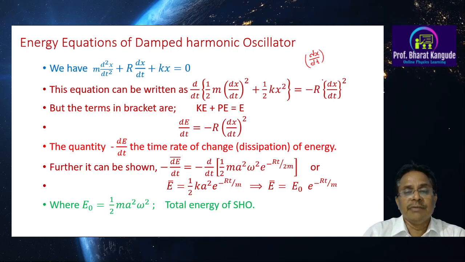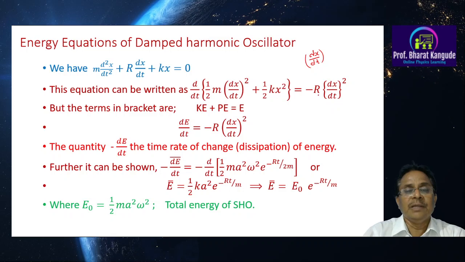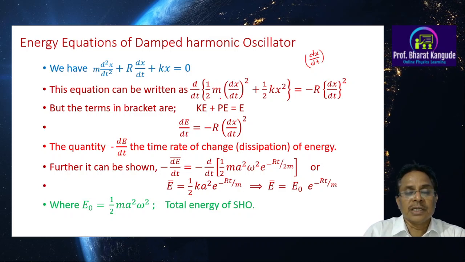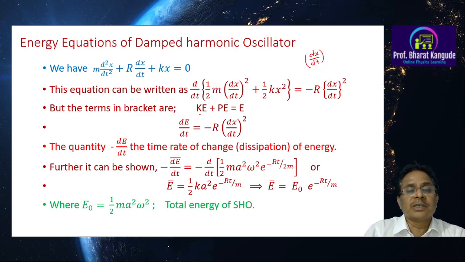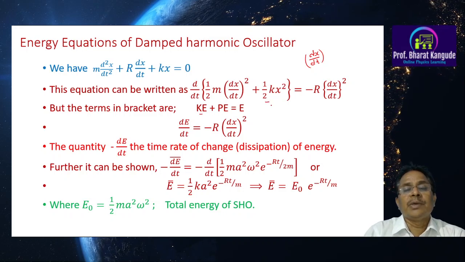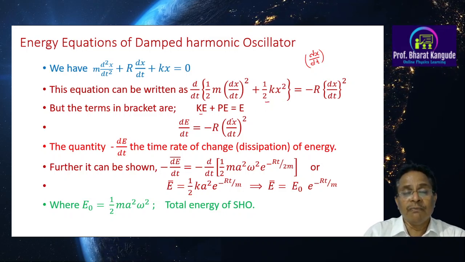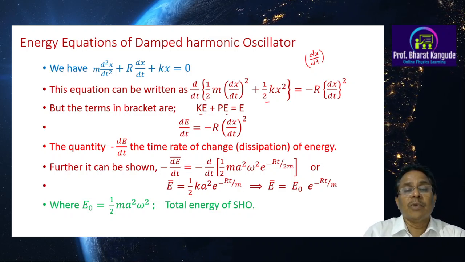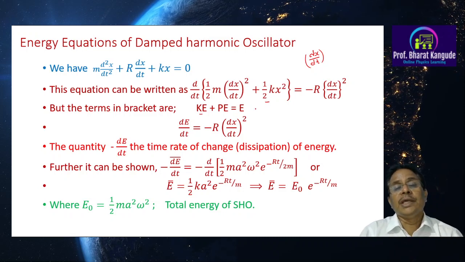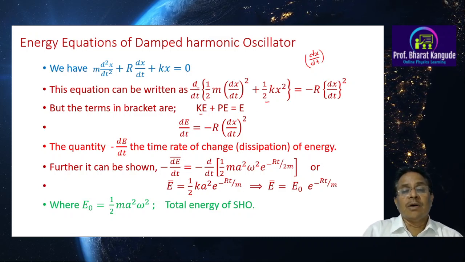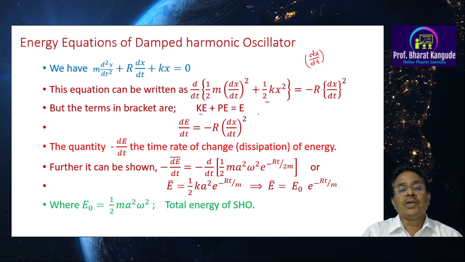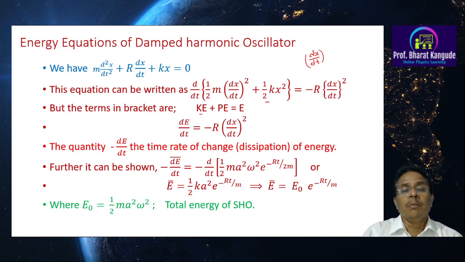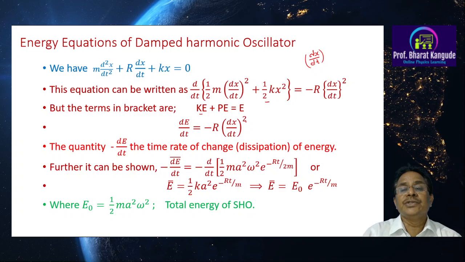This is associated with the damping, that's why it is written separately. In the curly bracket on the left hand side, the first term is nothing but kinetic energy, whereas the second term, 1/2 kx square, is nothing but the potential energy of the undamped free oscillator. And we know that kinetic plus potential energy gives you the total energy of the oscillator. So the operator d by dt tells you the rate of change of total energy: dE upon dt is equal to minus r into (dx upon dt) square.